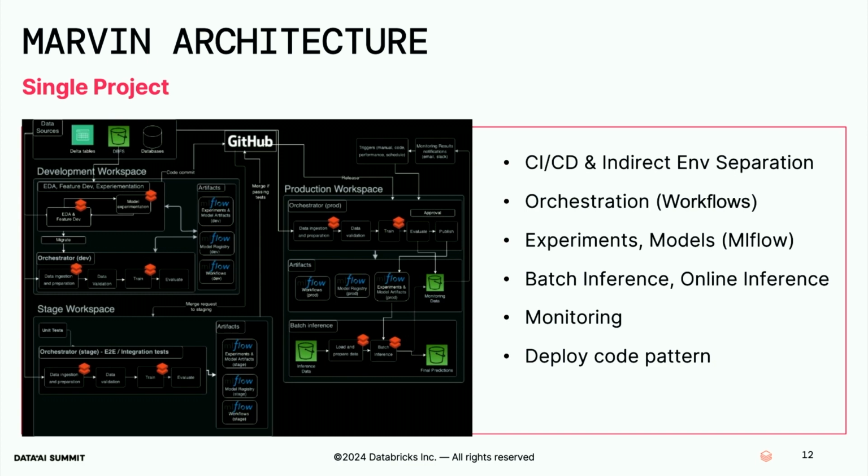And this is the architecture. This is really hard to see. It's small and detailed, but the basic gist is we have CICD integration with these separate environments, dev, stage, and prod. They're all very similar. We have orchestration tools with workflows. We capture all the experiments and models with MLflow. In production, we have batch inference, and we now have online inference with caching. And then we monitor those batch inferences. And all of this is captured with the deploy code pattern.